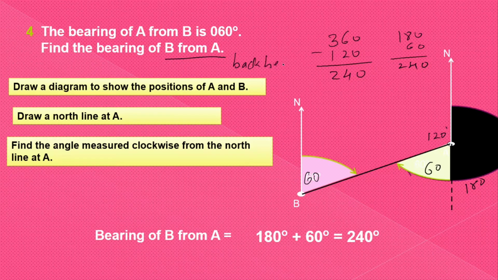This is also called back bearing. For finding the back bearing, we simply add 180 degrees to the bearing from point B to point A, and for the back bearing from A to B, we simply add 180 to that.